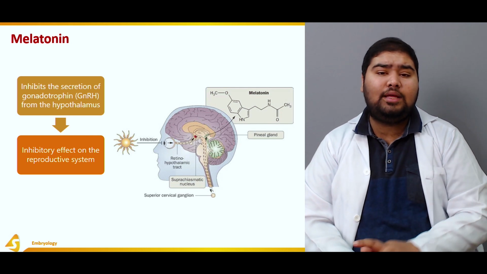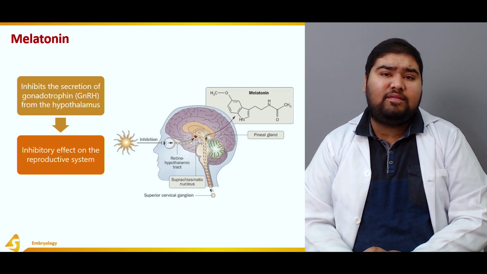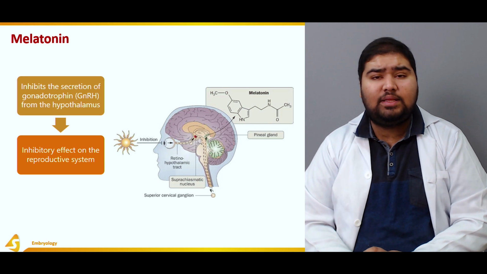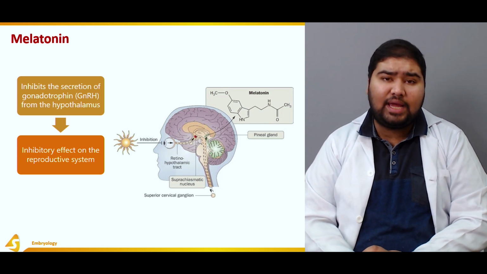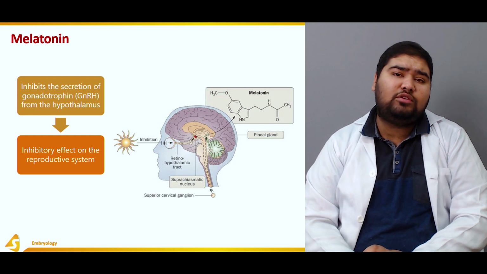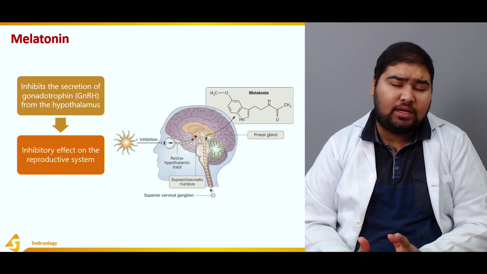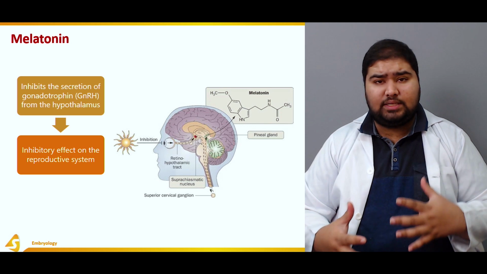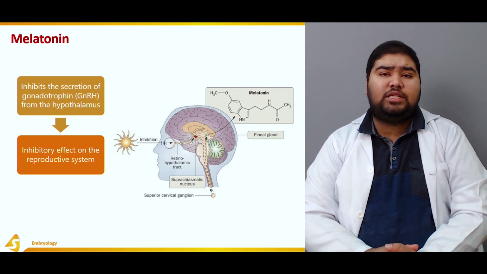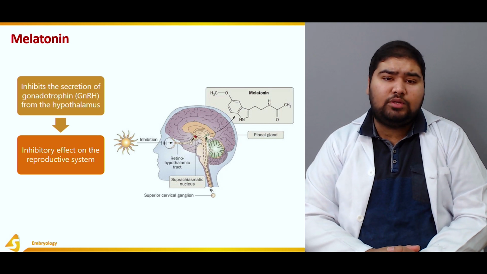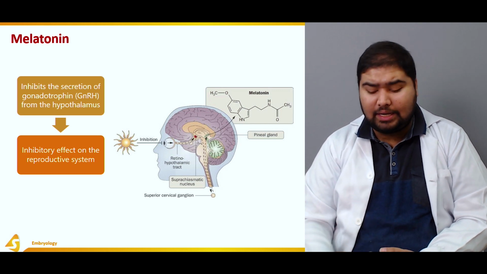So this inhibitory effect causes an effect on the reproductive system, and this is how the development of the reproductive system is delayed till a certain point of time has arrived. That is, till puberty, the delay of the development of the reproductive system is due to melatonin, which is produced by the pineal glands.